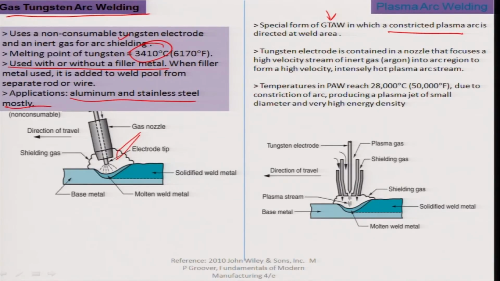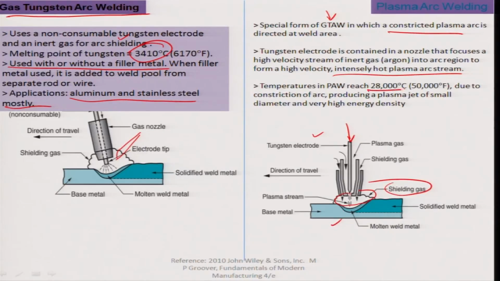For example, you have a tungsten electrode which is contained in a nozzle, as you can see here in this particular cartoon, and it focuses a high velocity stream of inert gas, argon, in the arc region, as can be seen by this schematic here of shielded gas. It creates intensely hot plasma because of the breakdown of this medium and the potential difference between the tungsten electrode and the workpiece, which is otherwise grounded.